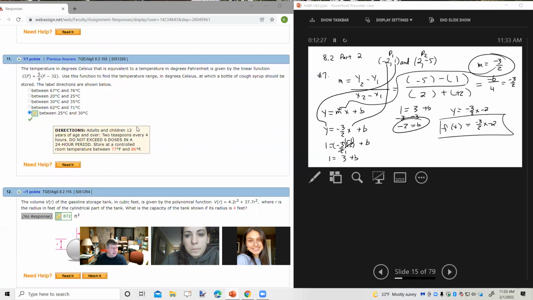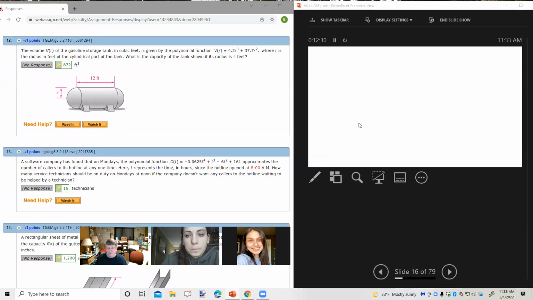All right. This takes us to problem number 12. The volume V of R of a gasoline storage tank in cubic feet is given by the polynomial function V of R equals 4.2 R cubed plus 37.7 R squared, where R is the radius in feet of the cylindrical part of the tank. What is the capacity of the tank shown if its radius is 4 feet? So basically R is 4 feet. So we want to find V of 4.